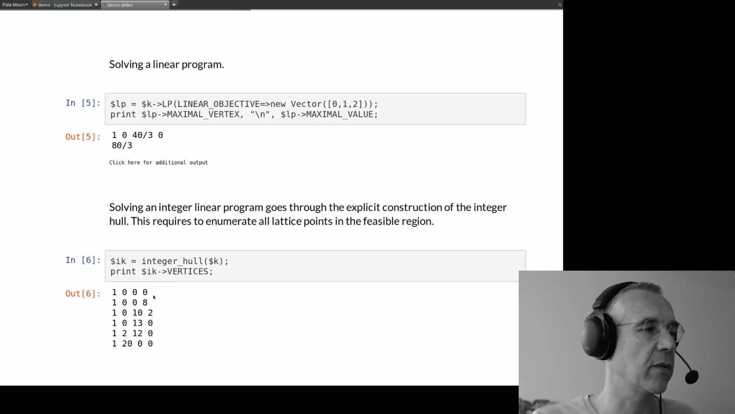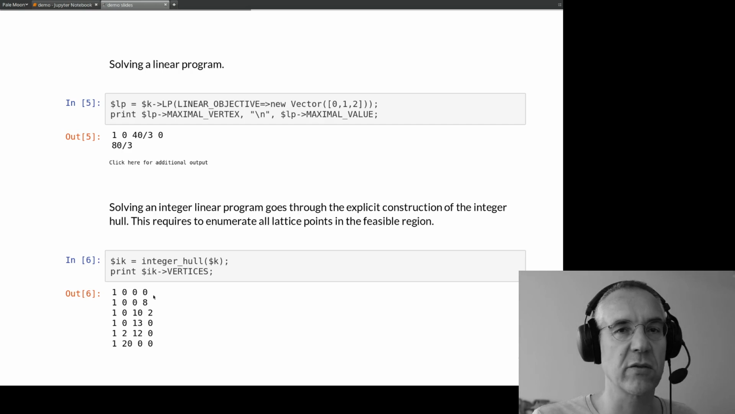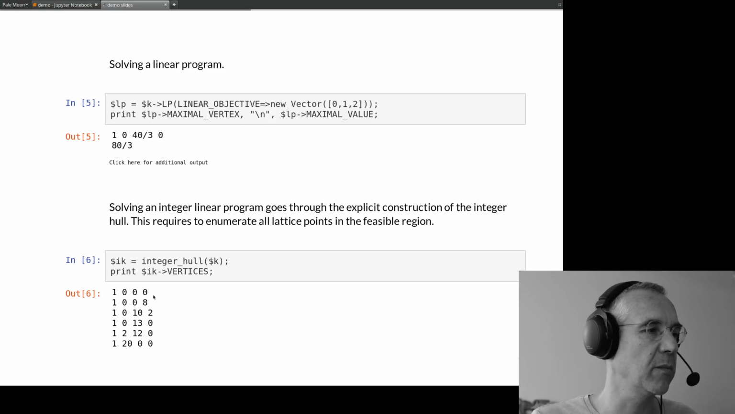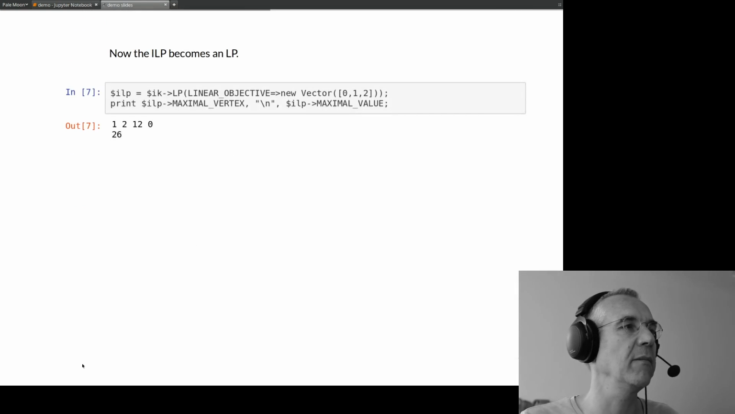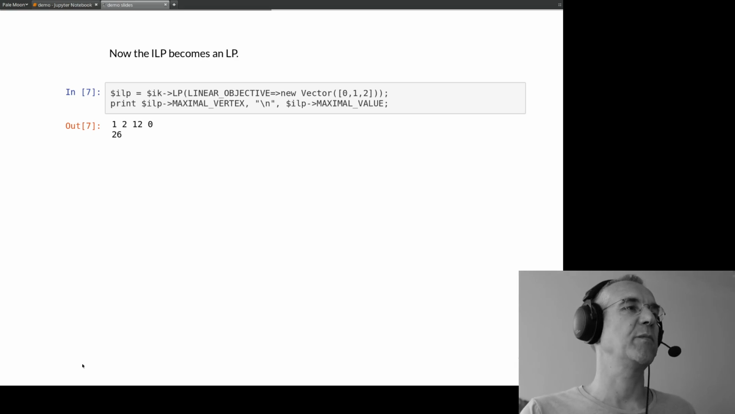From this, you can already see that the integer hull is more complicated, more interesting than the original polytope itself. It's a boring simplex, and this has already too many vertices to be a simplex, so that's a richer geometric structure. Now, the integer linear program becomes a linear program. Again, you equip it with a linear objective function. Let's take the same as before.